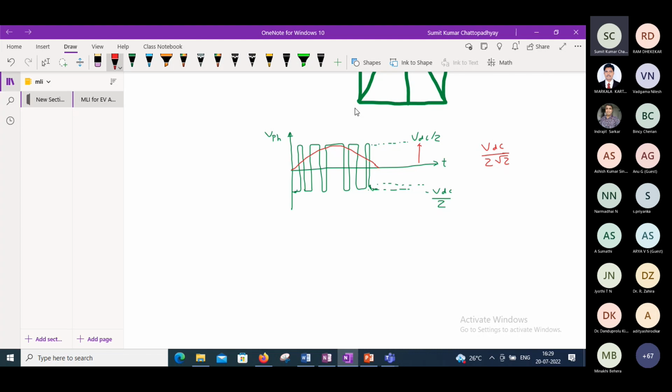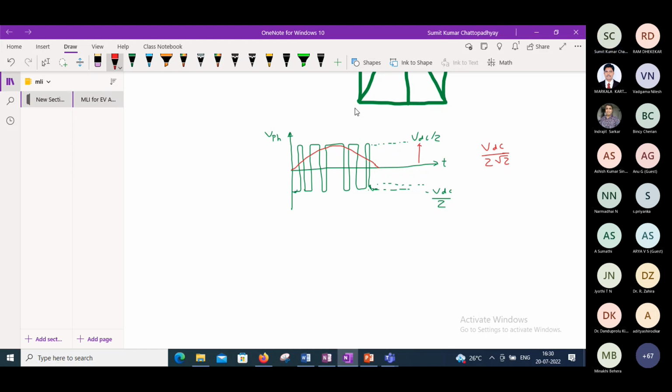Not only that, since the higher order harmonic components are not there, we can significantly reduce the filter size. So the size of the filter for the multi-level inverter, where the output voltage could be closely approximated like a sine wave, is going to be bare minimum, and also the specific core loss will be reduced. It has a twofold effect.